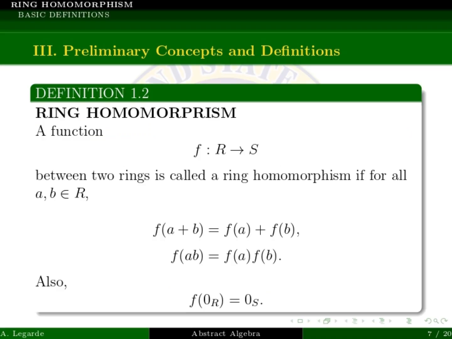A ring homomorphism is a function between 2 rings that preserves ring operations. If F from R to S is a ring homomorphism, then for all elements a and b in R, the following conditions hold: F of a plus b equals F(a) plus F(b), and F of ab equals F(a) times F(b). Also, the homomorphism maps the 0 element of R to the 0 element of S. This means that the structure of the ring is preserved under the mapping.